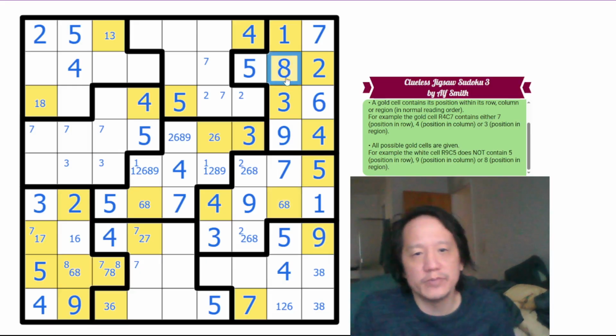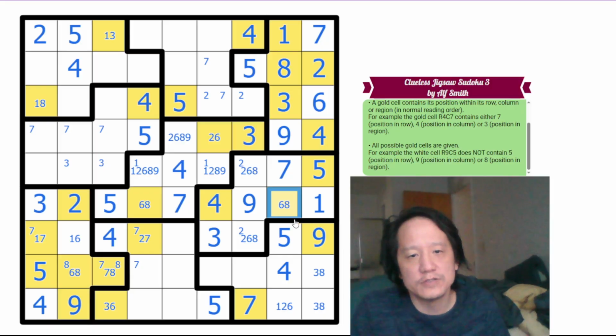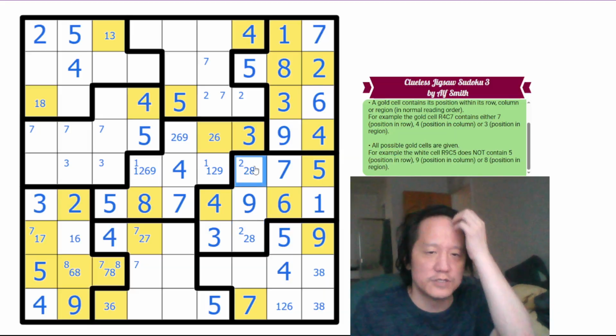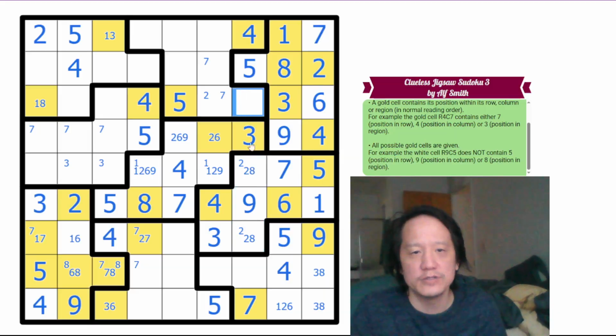This can't be 8 because of the 8 in the column, so this is 6, which makes this 8. That eliminates 8 in the rest of the region. This 6 eliminates 6 in the rest of the region. This becomes a 2-8 pair, so this cannot be 2.